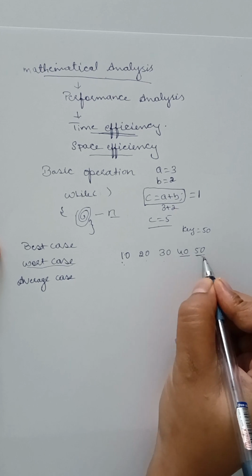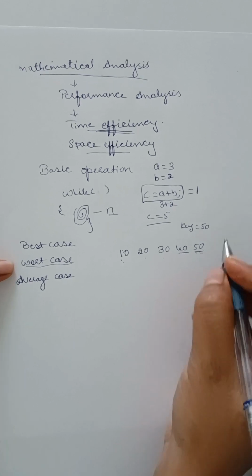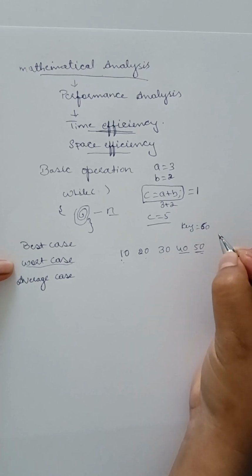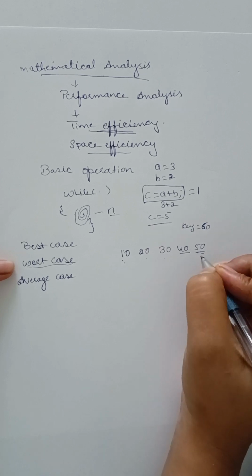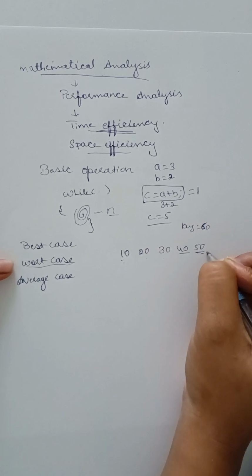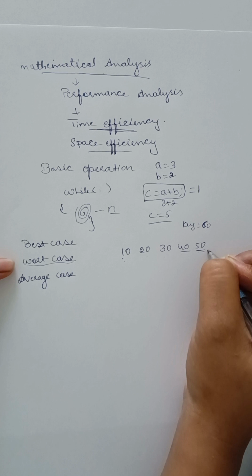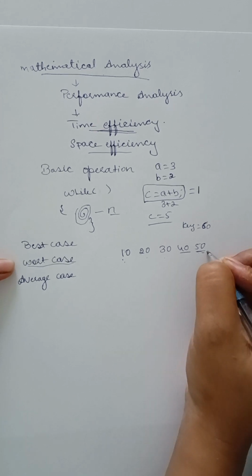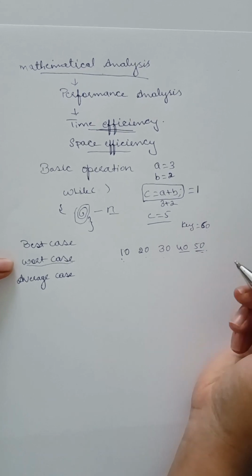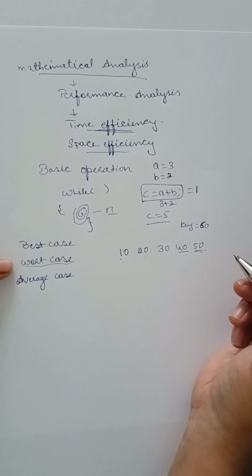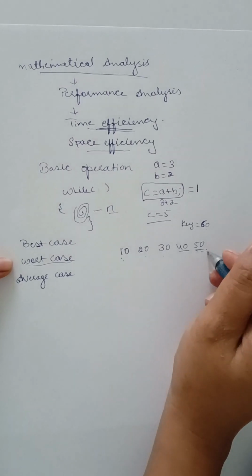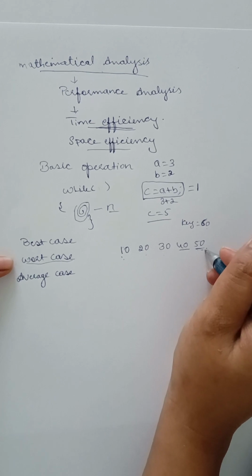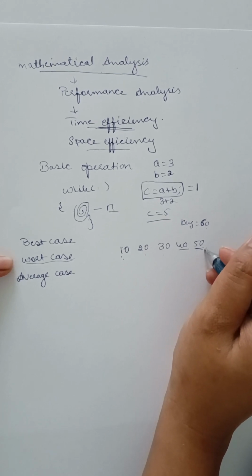For the worst case, one more thing is, if the key element is 60, element not found, in this case also I have to traverse through to the end of the array. So here until the end we have to traverse, but still the element is not found. Even this is also the worst case. If the element is not at all present or the element is present at the end, then that is called the worst case.